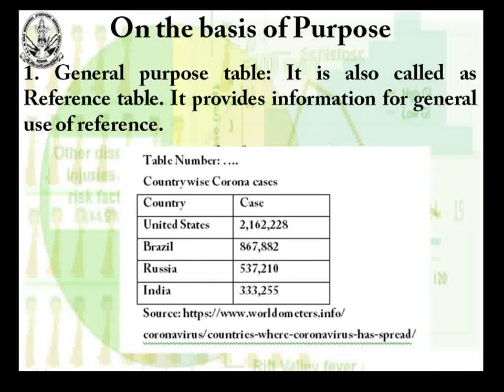Even references you will find, or appendixes in books, are also examples of general purpose tables. Even in the beginning of books you will find a list of illustrations with page numbers, etc. That is also an example of a reference table.